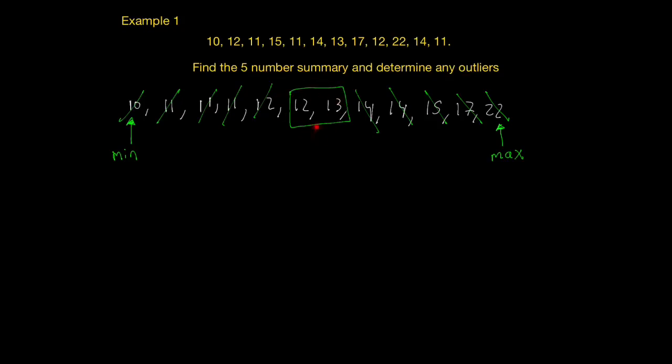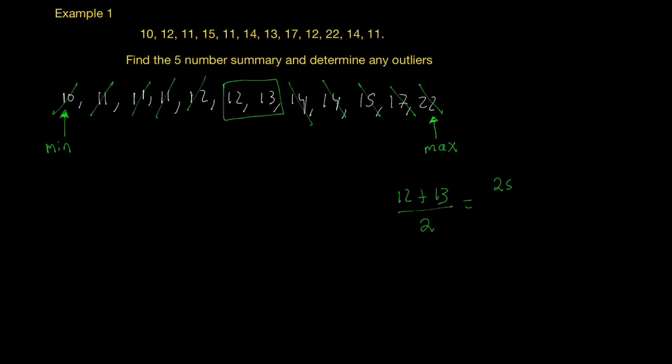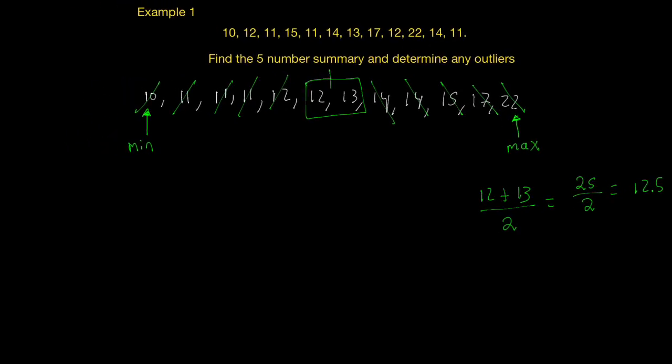And to get the median of this, we're going to have to add them up and take the average. So we get 12 plus 13, divide that by 2. We're going to get 25 over 2, which is 12.5. So the median here is going to be 12.5.